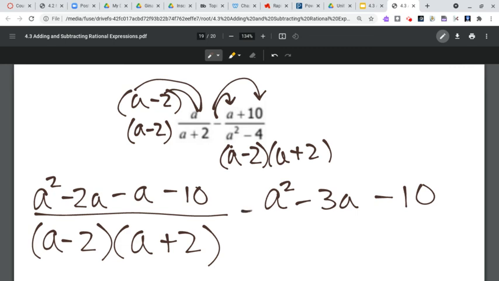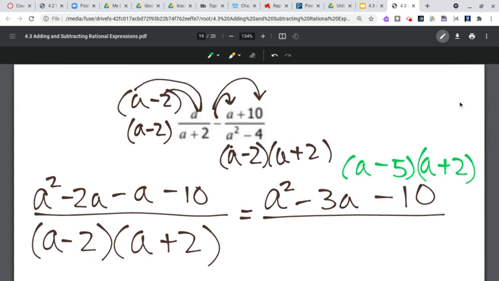Now, that is factorable. There are two numbers that multiply to give us a negative 10, add to give us a negative 3. We're going to use negative 5 and positive 2. Okay, so we want to factor that top. And when we factor, again, we just said we're going to use a minus 5, a plus 2.